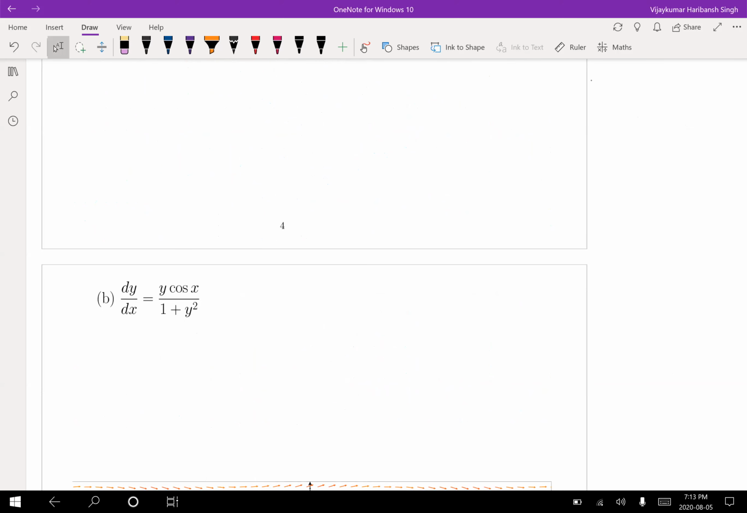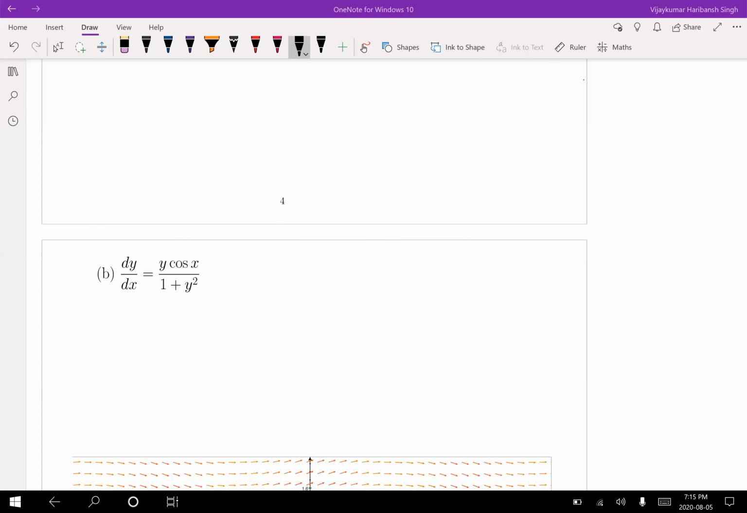Now let's look at the following. Again, we have dy by dx as y. So in this case, what we're going to do is first, again, we'll separate it out. So we have 1 by y plus y squared... we have (1 plus y squared) divided by y, dy equals cos x dx.